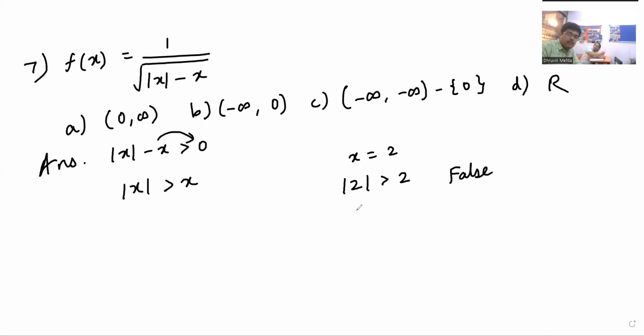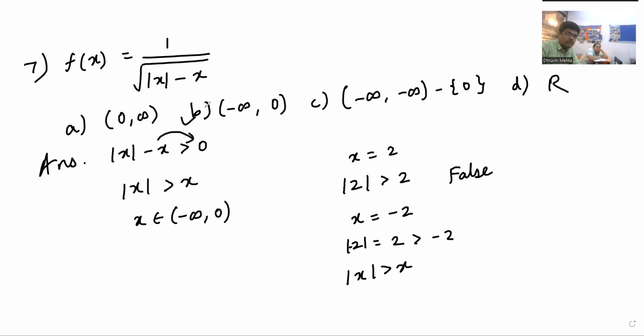तो आप -2 रखोगे. चलो -2 लेके देखते क्या होता है. So we will get mod of -2, which is equal to 2, which is greater than -2. We can say that mod of x is greater than x for negative numbers. So basically over here x belongs to negative infinity to 0. That's the answer. Negative numbers.